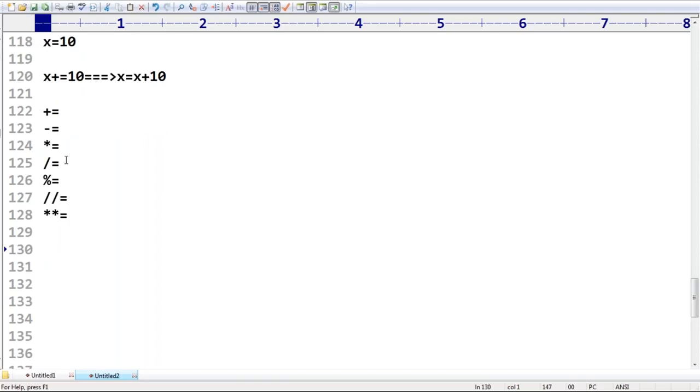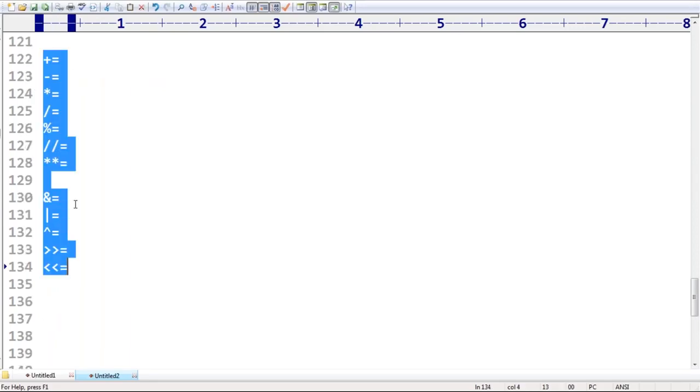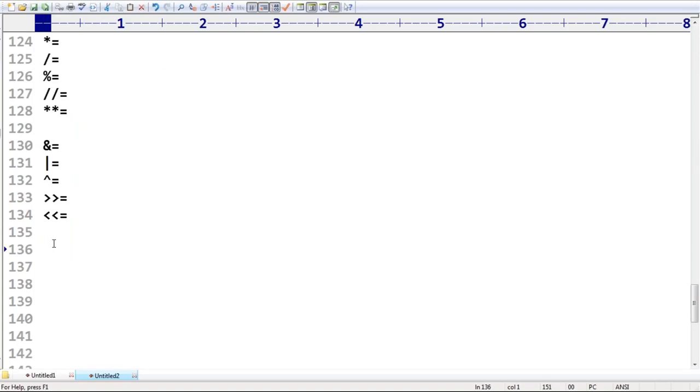Next, and equal, or equal, xor equal, the bitwise operators. Similarly, right shift equal, left shift equal. All these things are possible. The compound assignment operator you can apply, no problem at all.